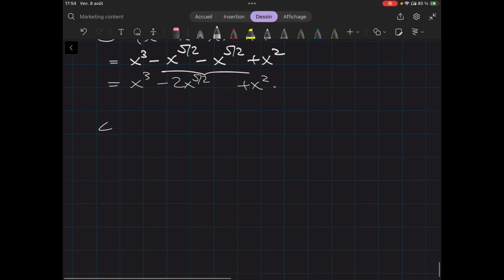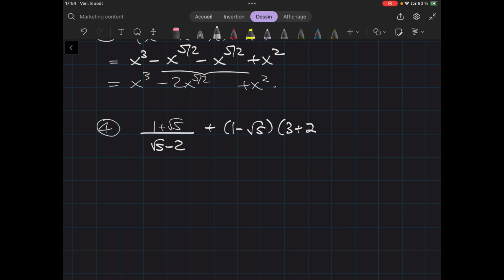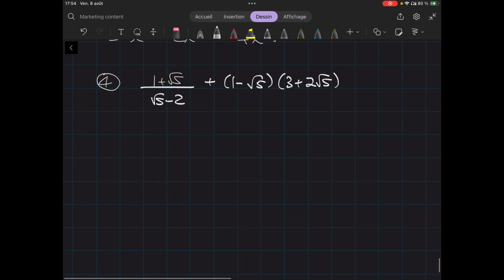Question 4. This question asks you to rationalize the denominator. This skill is usually assessed at least once on the official exams that you will write at the end of DP2. So this is important.